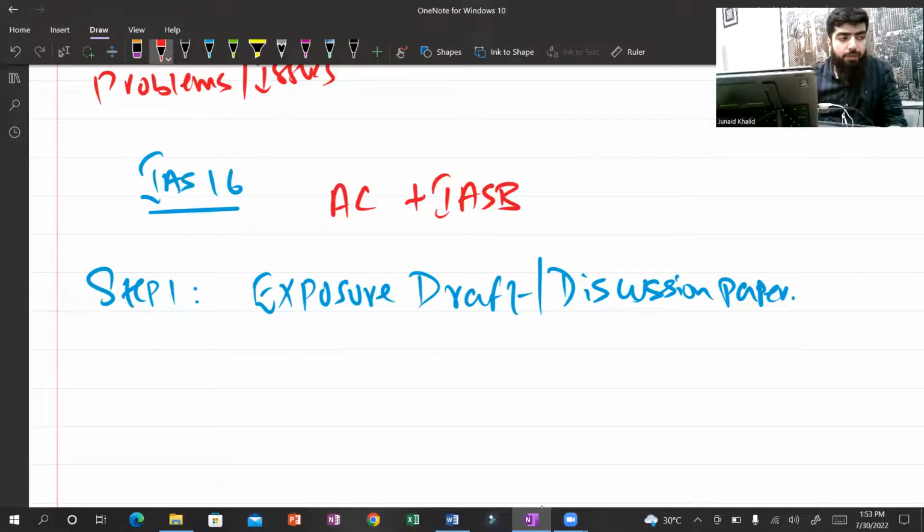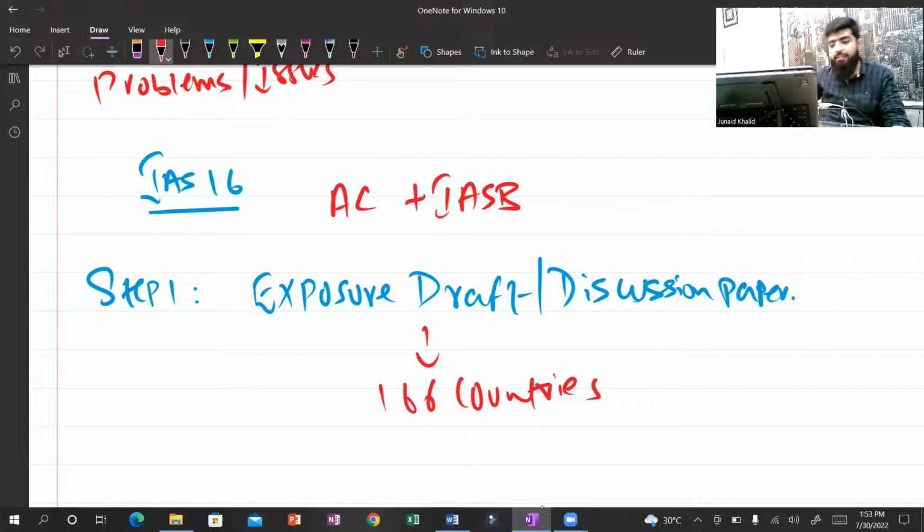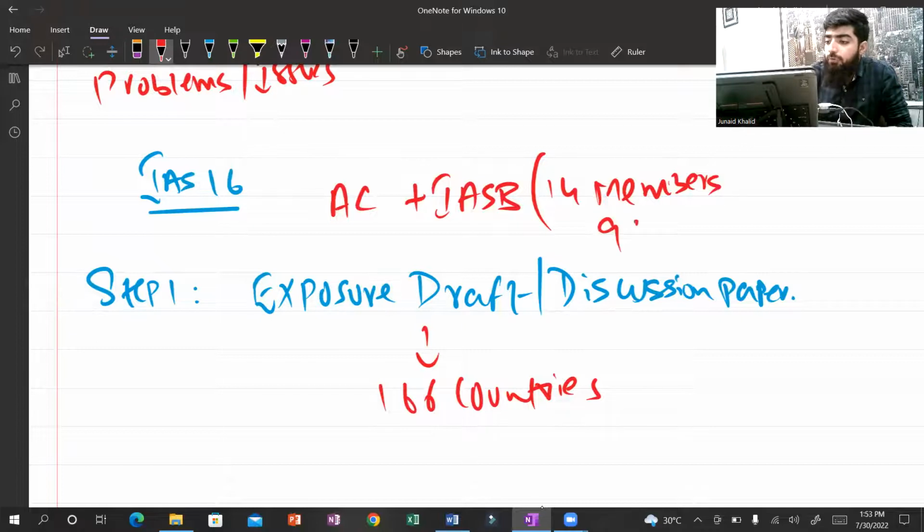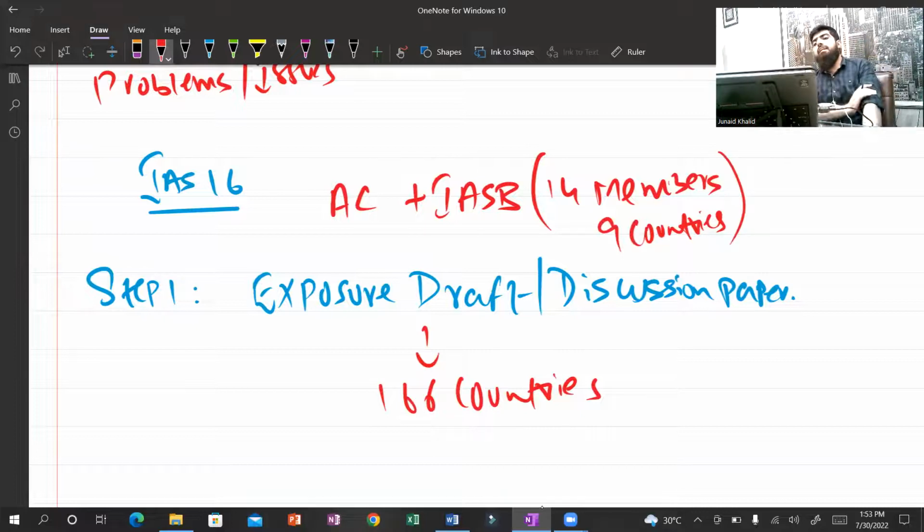Now this discussion paper will be sent to 166 countries of the world, and these are the countries in which the IFRS is implemented. Before that, the IASB, International Accounting Standard Board, has 14 members, a team of 14 members from 9 different countries. These are basically the European countries. These 14 members are there in the team, and they will discuss the issue.